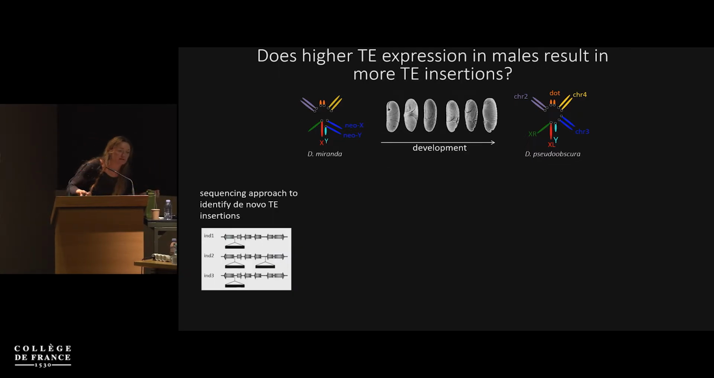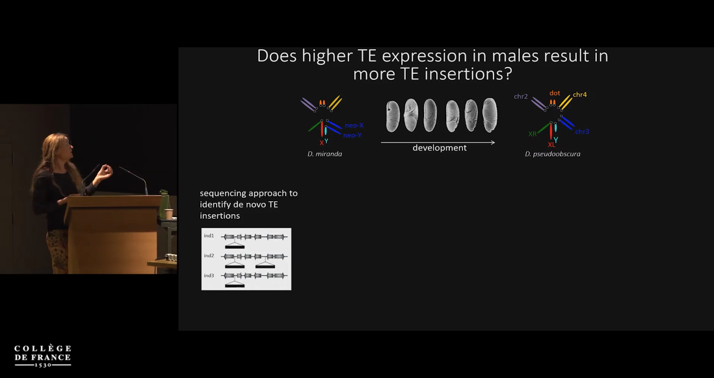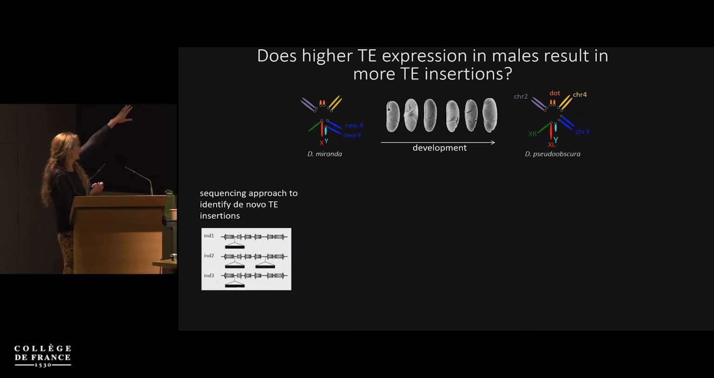The next question we were interested in is, does this burst in TE expression during early development also result in more TE insertions, so in more somatic mutations as males develop? To do that, we use a sequencing approach. We sequence individual early embryos, and we can identify novel insertions by mapping paired-end reads to the genome and to a TE library. If we have shared insertions, then we will find a particular insertion in all individuals, and if there are de novo insertions, then it's an insertion that's only found in a particular embryo.